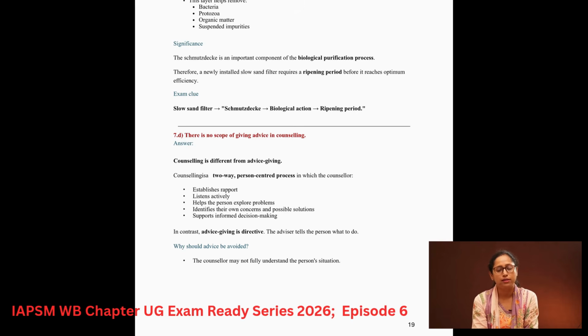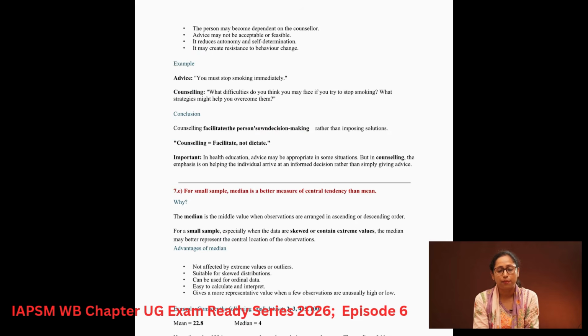Now, why should advice be avoided in counseling? The counselor may not fully understand the person's situation, the person may become dependent on the counselor, advice may not be acceptable to the patient also, or it may not be feasible for him. It reduces autonomy of the patient and self determination, and it may create resistance to behavior change. So, that is why we do not give advice when we are counseling.